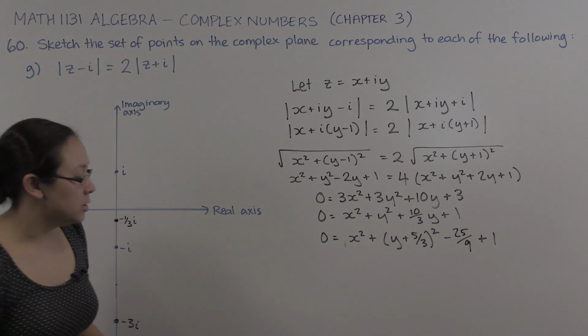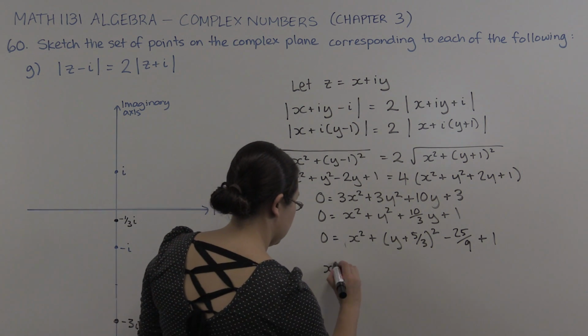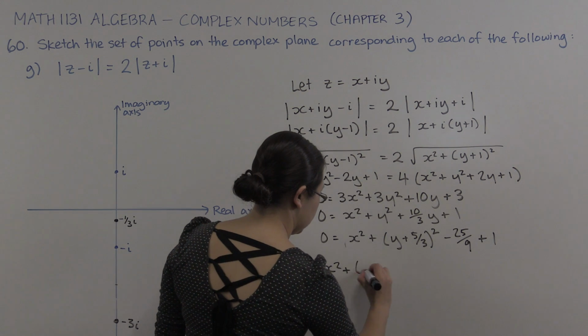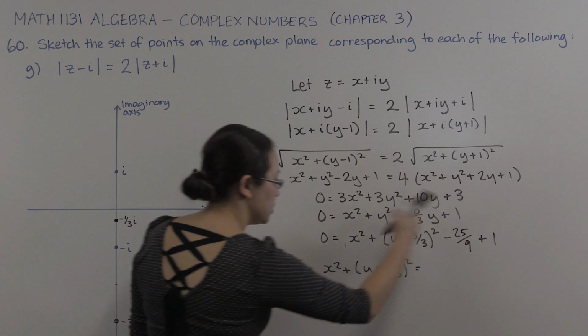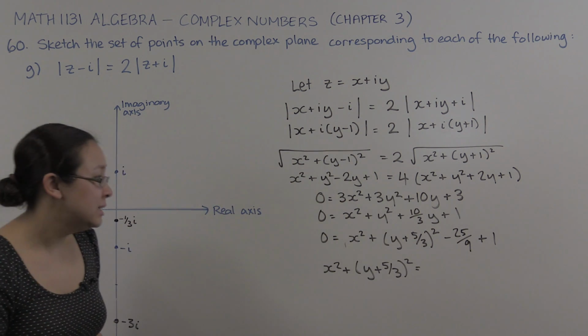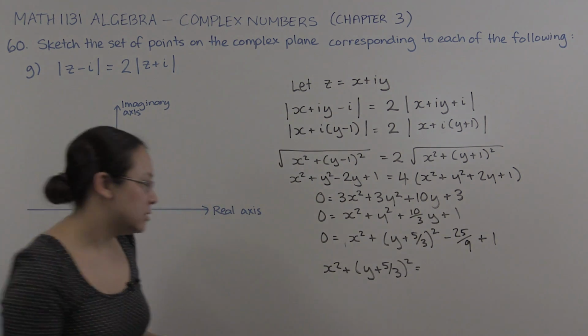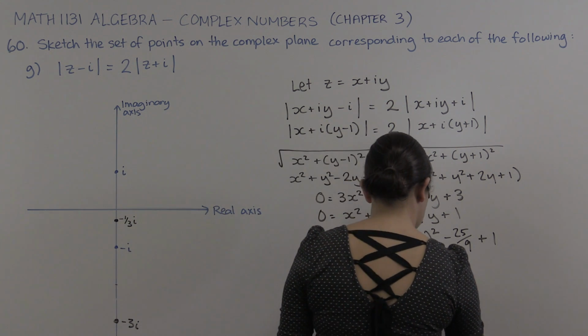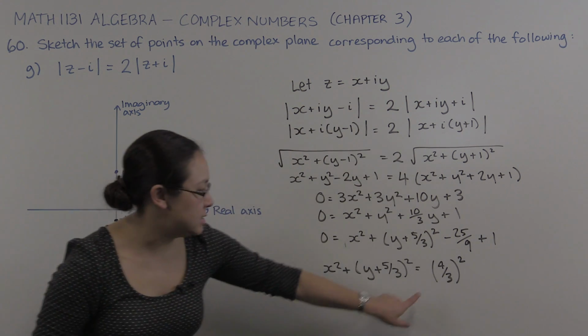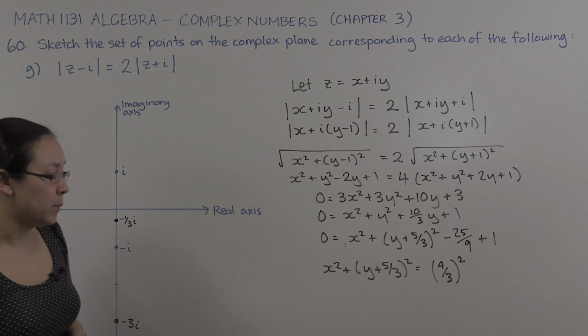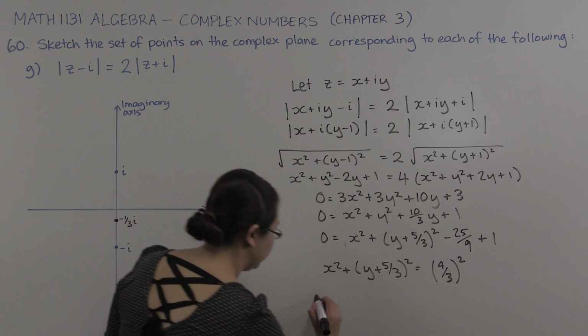Okay, so let's just make that look in normal circle form. X squared plus y plus 5 on 3 all squared equals 25 on 9 minus 1. That's 25 on 9 minus 9 on 9, that's 16 on 9, or 4 on 3 all squared, because then we can see exactly what the radius is. Okay, so this is a circle.